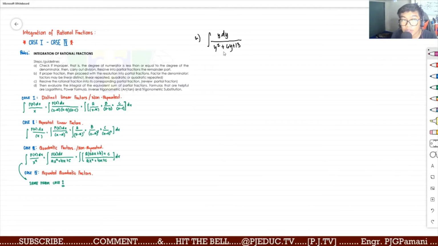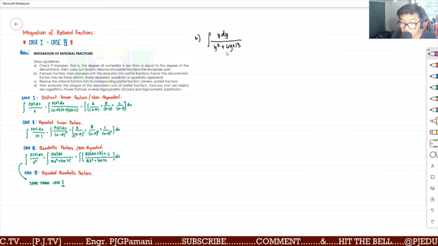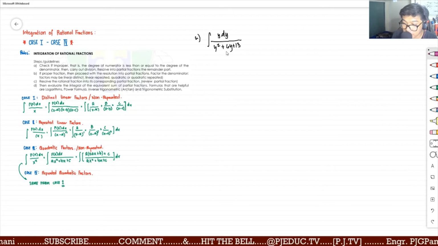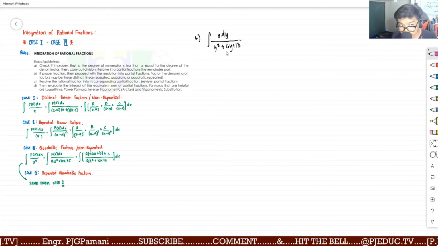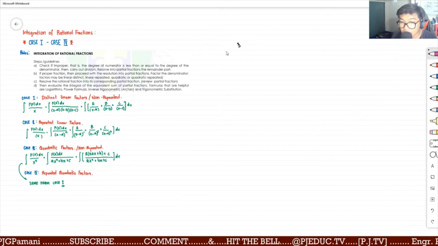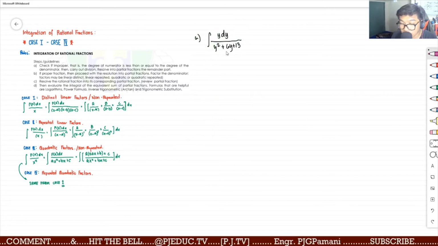But shown here is y squared plus 6y plus 13. Knowing this is your term, anong gagawin? It is now a non-factorable denominator. Tama ba? Non-factorable denominator. And it is also a quadratic. So, if it is a quadratic factor, anong gagamitin natin? Case 1, 2, 3, or 4.